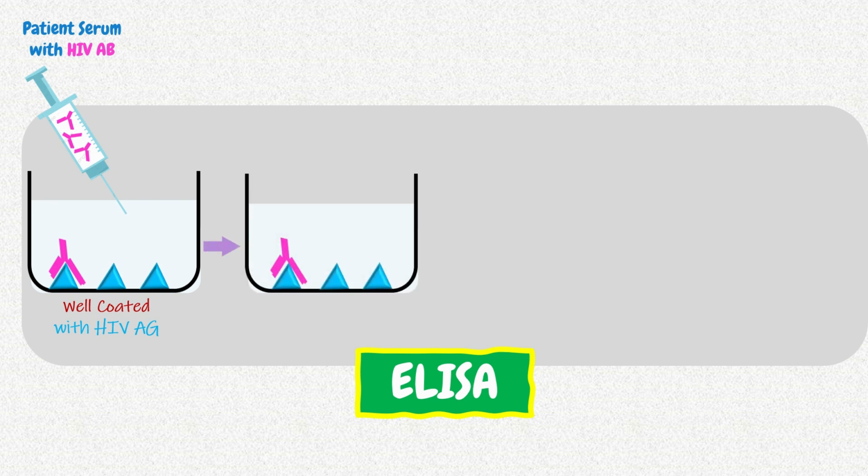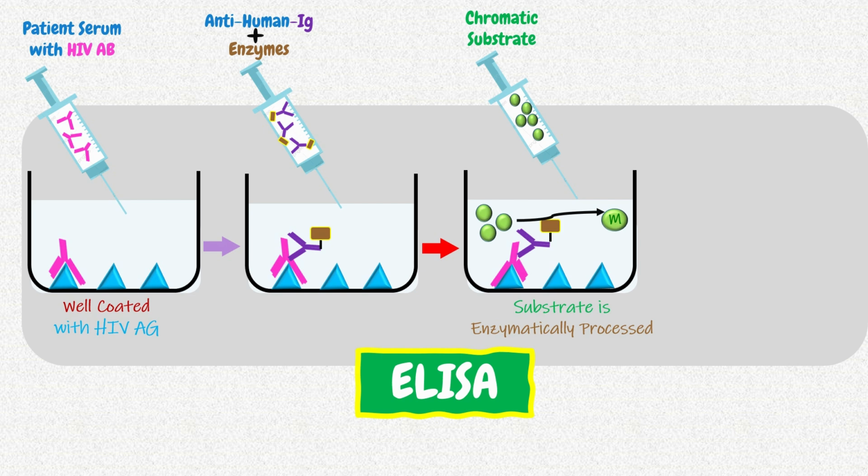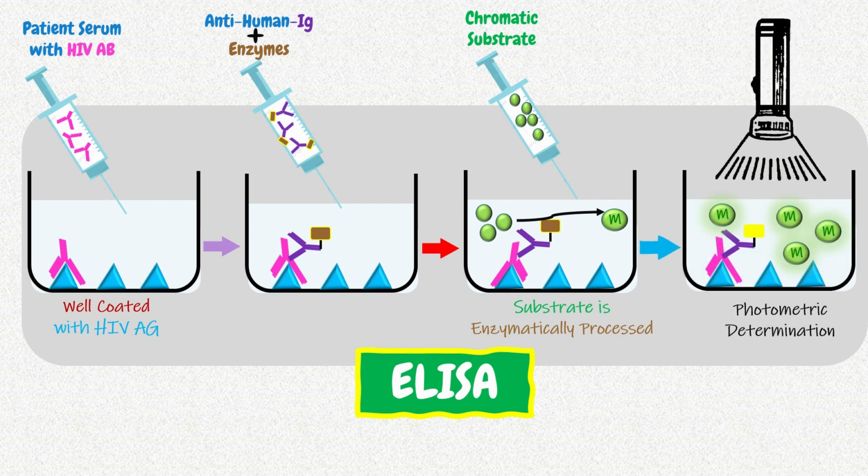In the second step, the bound antibodies are labeled using an enzyme-conjugated antihuman immunoglobulin. In the third step, chromogenic substrate is added to the test vessel. The enzyme forms a colored reaction product in the presence of HIV antibodies. Then the photometric determination is done.